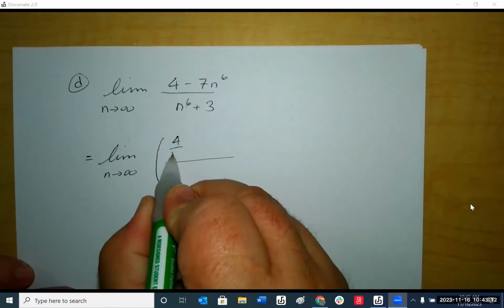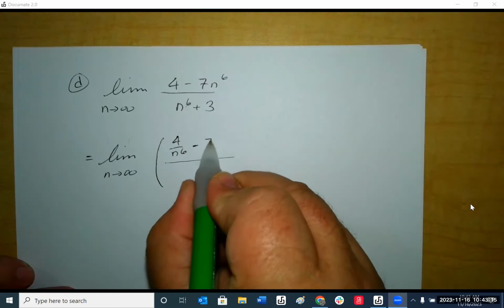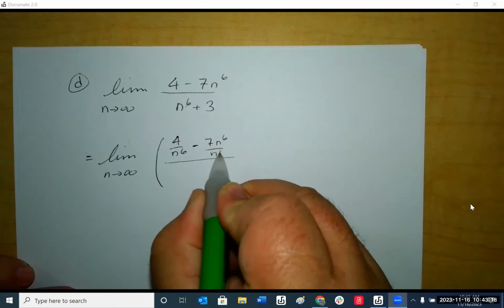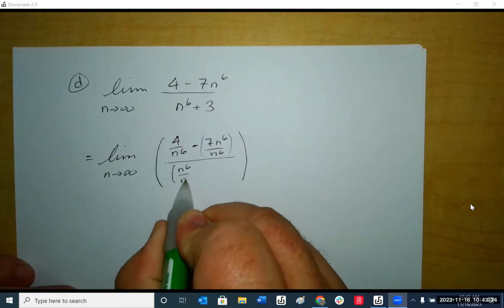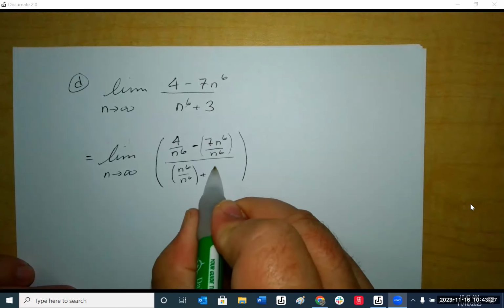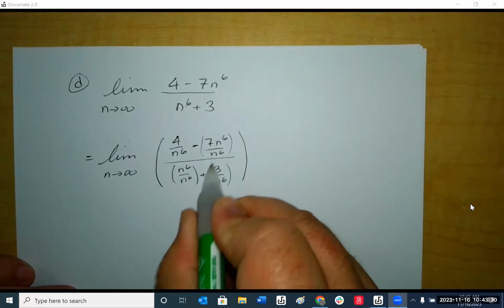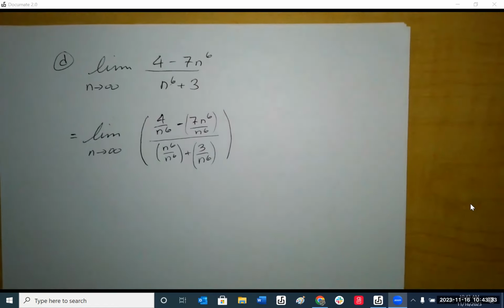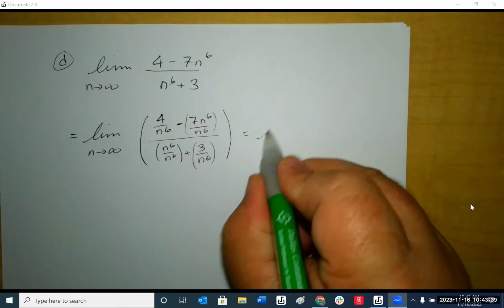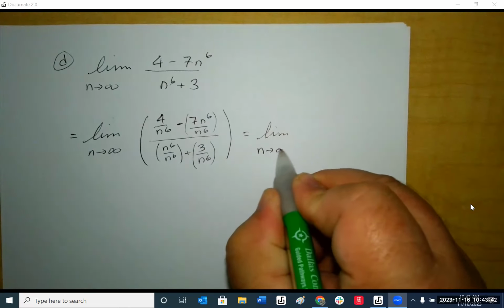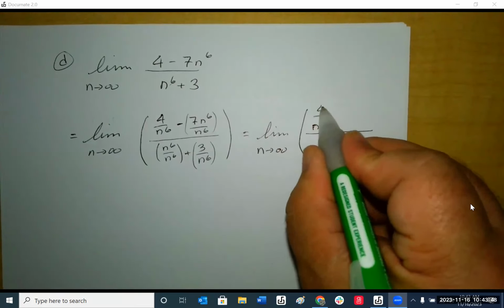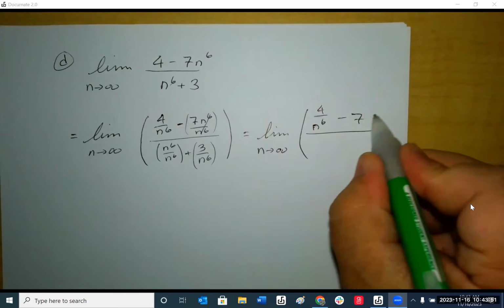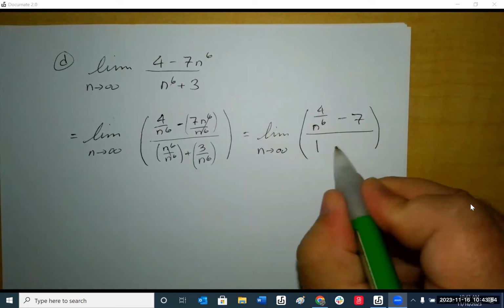So we have 4 over n to the 6, 7n to the 6 divided by n to the 6th, n to the 6 divided by n to the 6th, 3 divided by n to the 6. And the sixes cancel, and the sixes cancel.